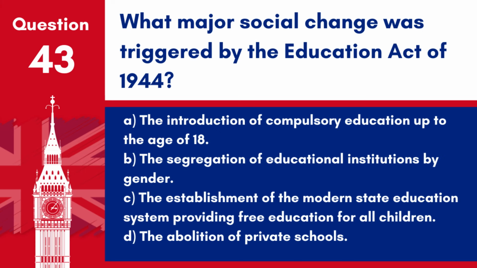Question 43. What major social change was triggered by the Education Act of 1944? A. The introduction of compulsory education up to the age of 18. B. The segregation of educational institutions by gender. C. The establishment of the modern state education system, providing free education for all children. D. The abolition of private schools.